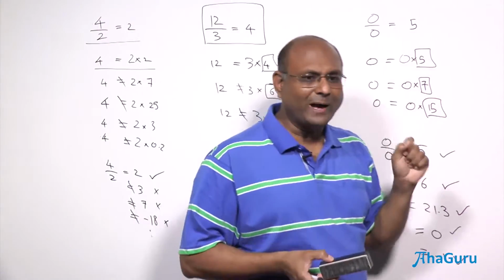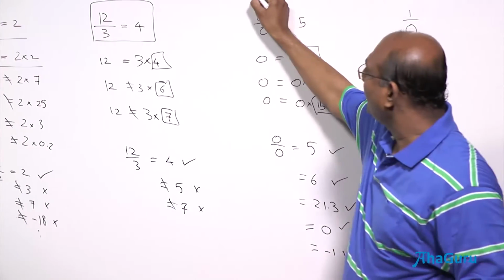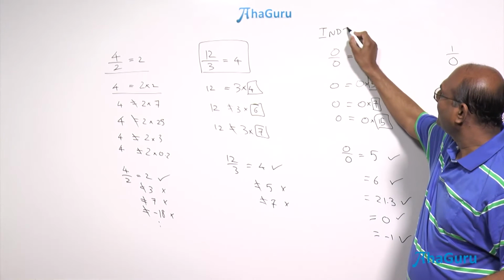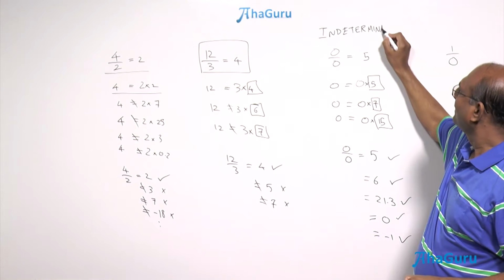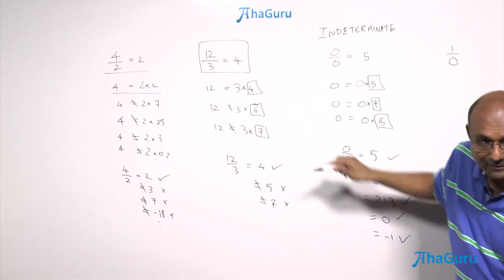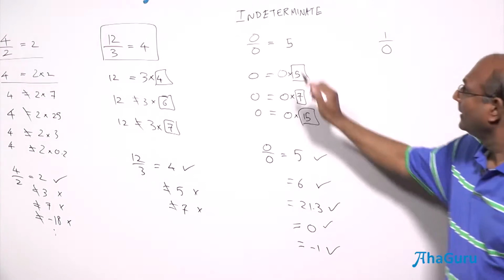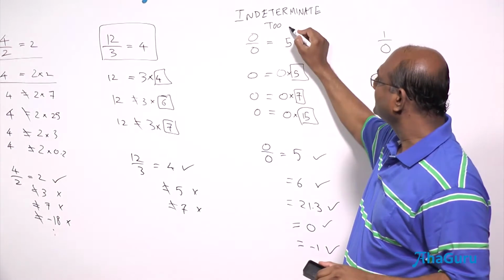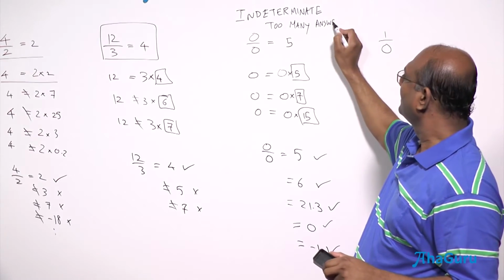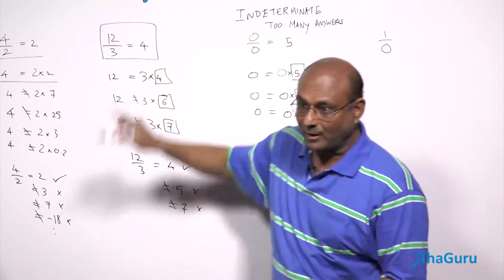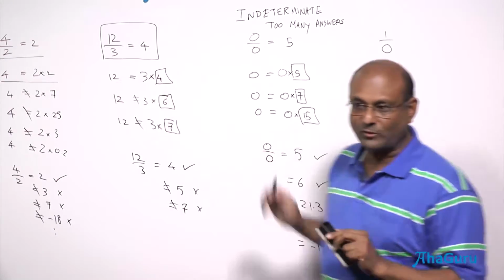What happens with 1 by 0? Let us think about 1 by 0. So we call this fellow indeterminate, because you can't determine which of the answers is correct. Too many answers. The problem is too many answers. Here the problem is, there is no problem because it's one unique answer. One unique answer for all of these.